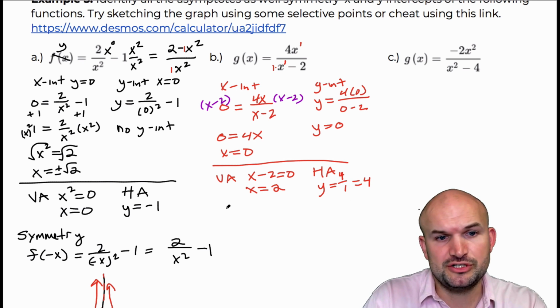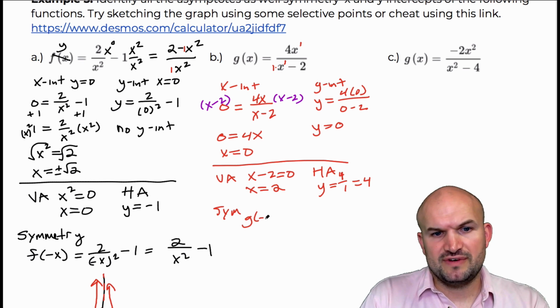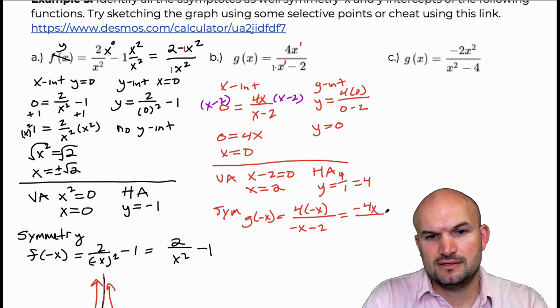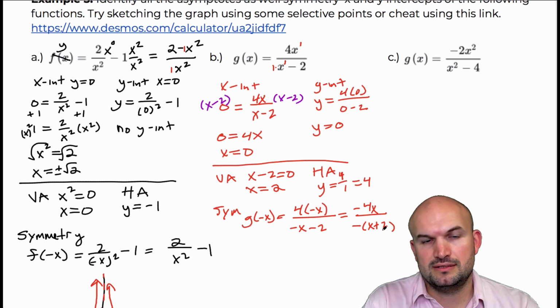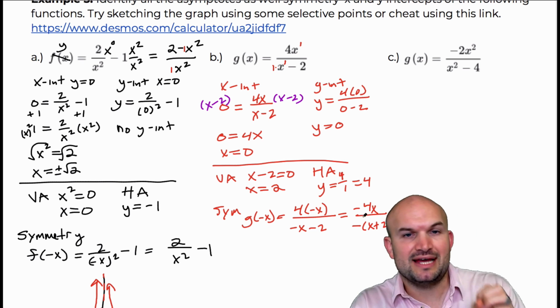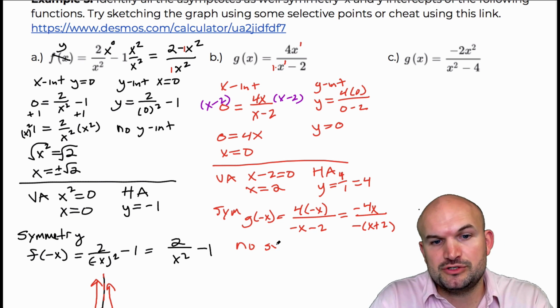Now let's go ahead and test our symmetry. So we'll do g of -x is equal to 4 times -x divided by -x minus 2. And when doing that, we get a -4x over a -x plus 2. Those turn to a positive, so we can see that this is not going to be the exact opposite. So we just say there is no symmetry.